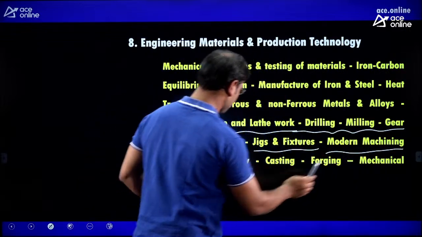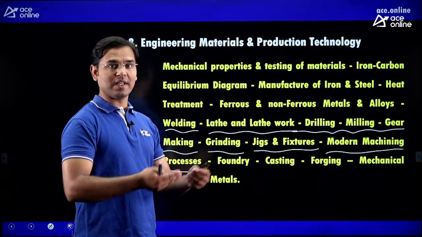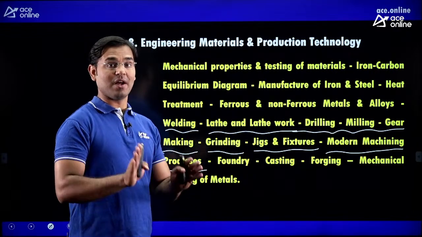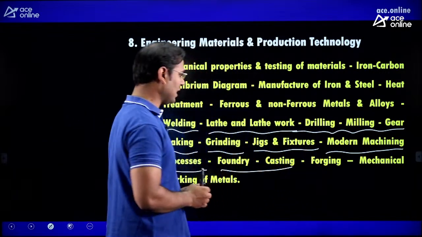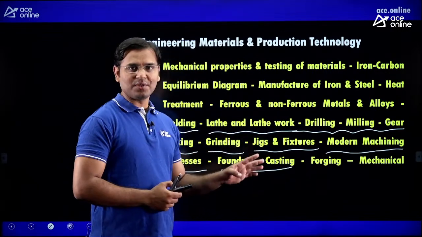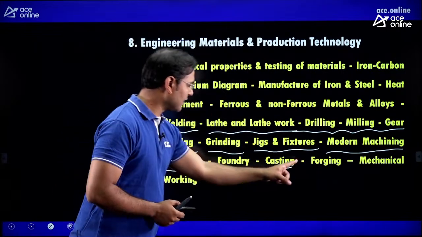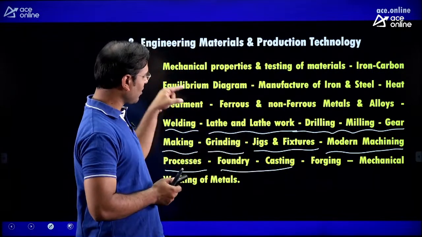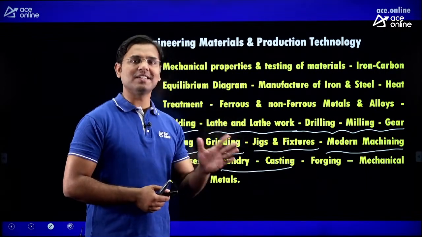Then modern machining processes, meaning non-traditional machining methods, also called non-conventional machining methods. We have to see questions from that chapter in today's session too. And the next is foundry casting. Forging and mechanical working of metals were also taken by Madhushekar Sir, so in the first session those remaining topics are already over. Now the topics I underlined here, we have to see in today's session.